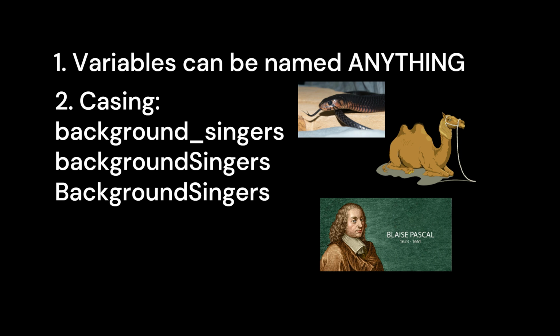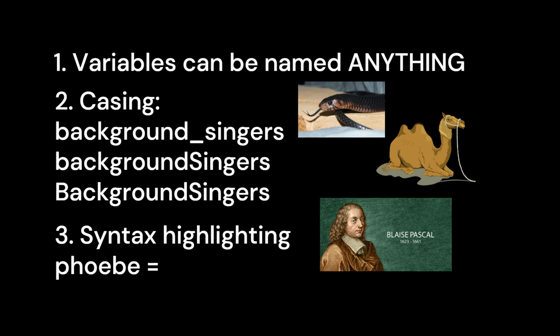Casings are important in programming because they make reading code much easier, and also variables initialized with more than 2 words cannot contain spaces. It's important to note that it's best practice for you to be consistent and stick with one type of casing in your code, and that the variable name you choose should make sense in the context of your code. Thirdly is the syntax highlighting.